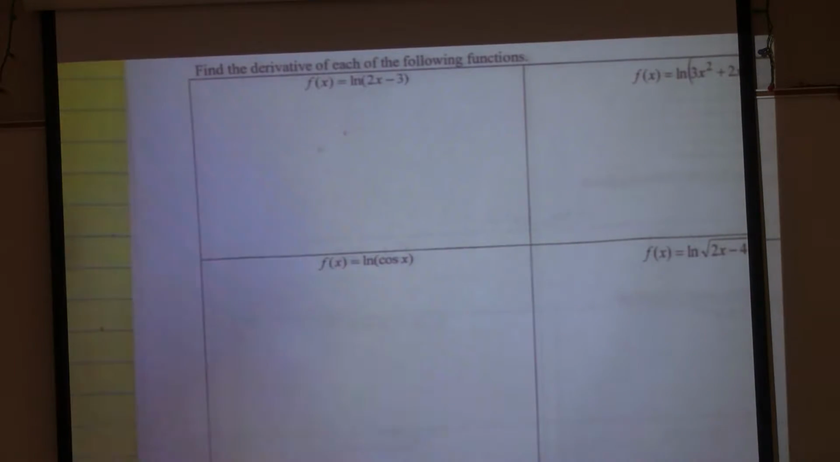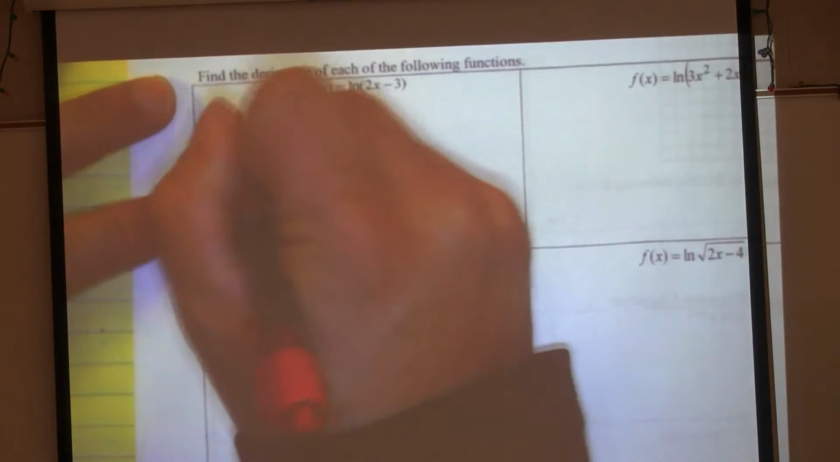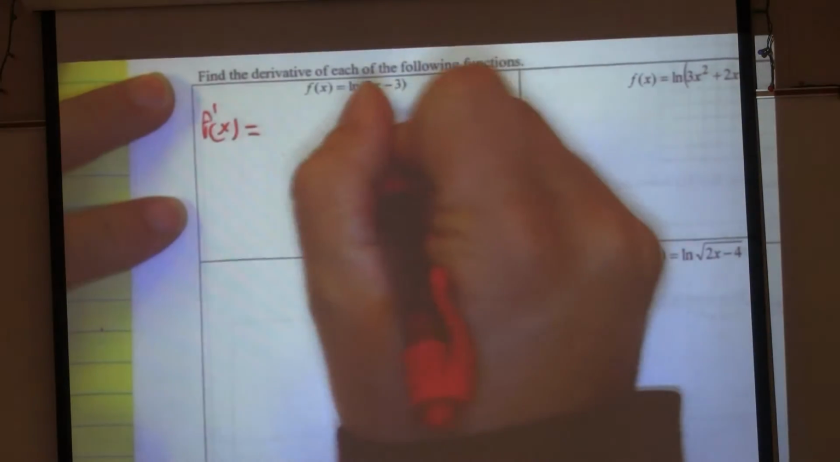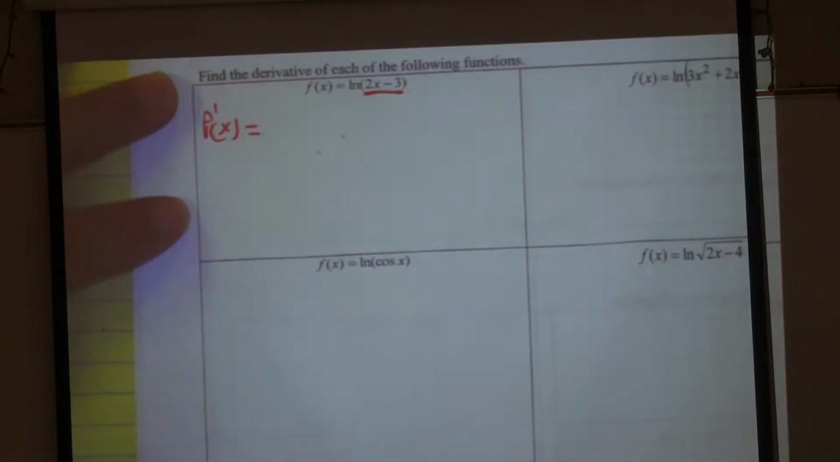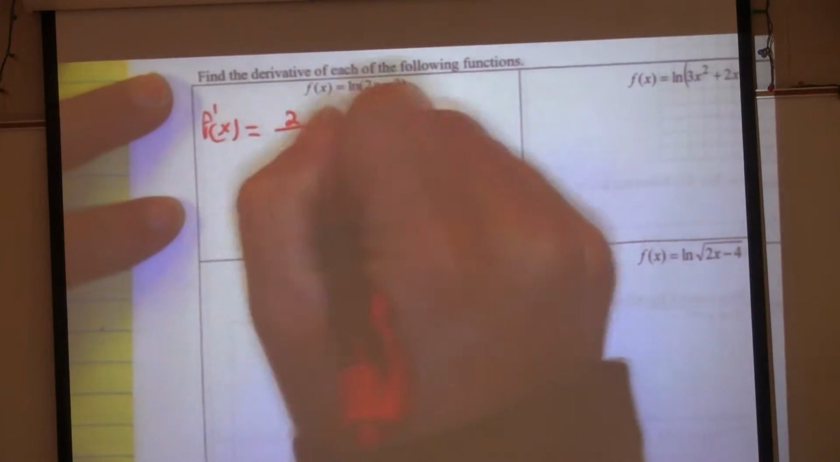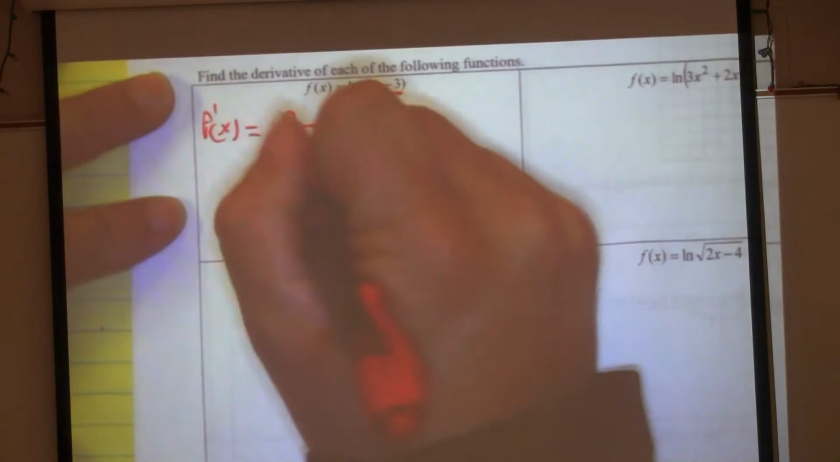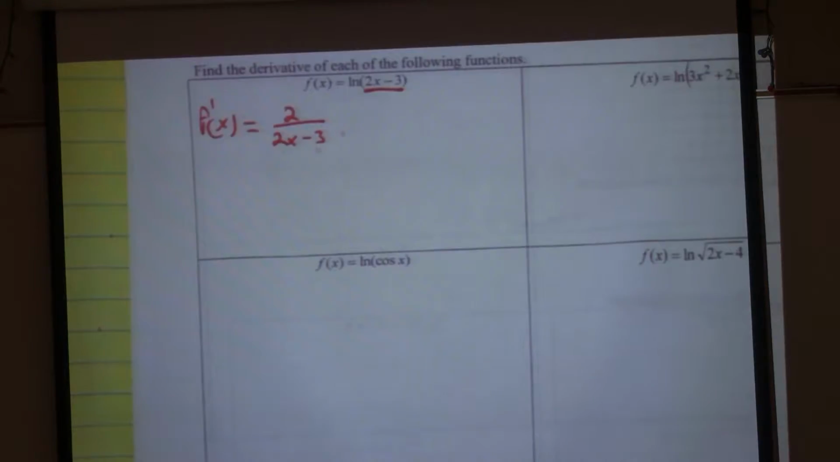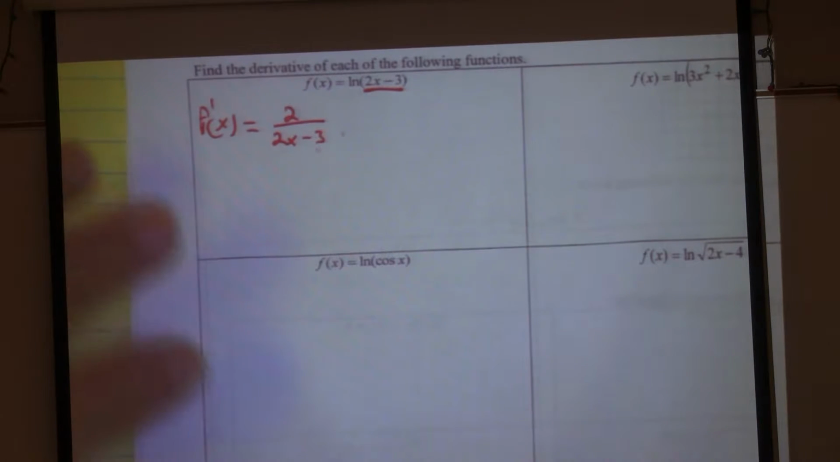Alright, so let's get the derivative of this natural log function. What are we going to have? What's the stuff? Get its derivative. 2 over. Can we simplify or do anything? No? So we're done. That was easy.